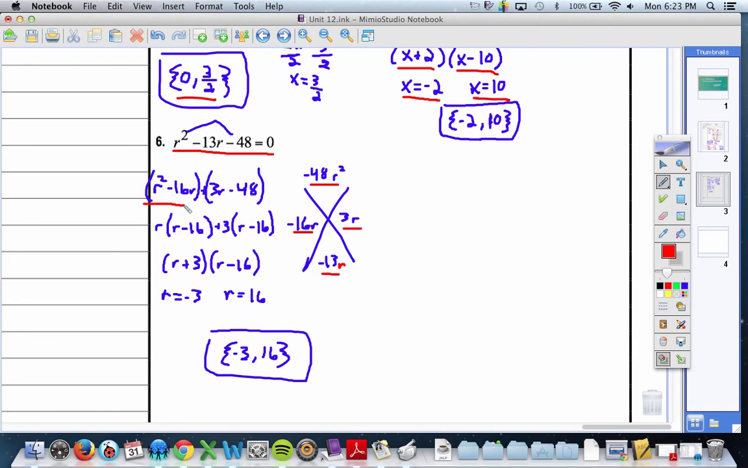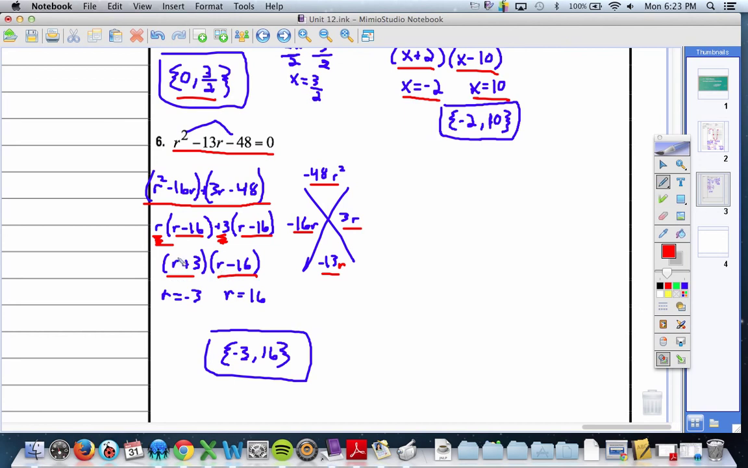So I rewrite the whole equation: r squared minus 16r plus 3r minus 48. We can take an r out, so I have r minus 16. Over here, we can take a 3 out, and we have r minus 16. So we did it correctly. Our answer is r plus 3 times r minus 16. Last step, set this equal to 0.